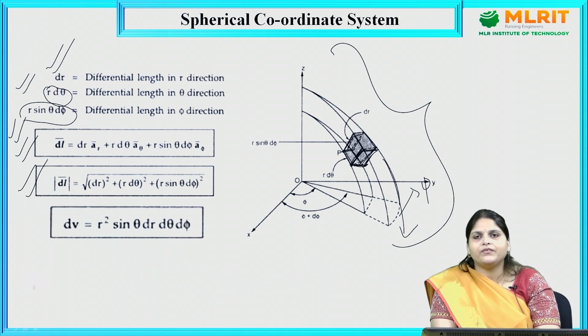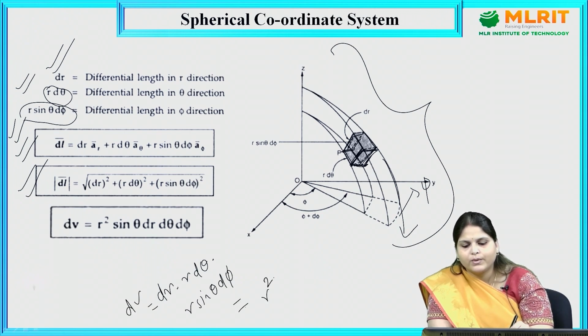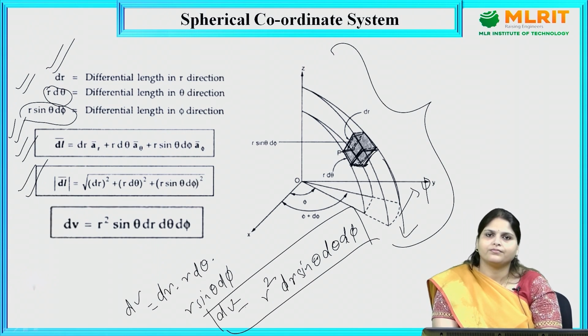And as we have differential lengths, we can write the differential volume also. When you multiply all of these, dr, r d theta and r sin theta d phi, it becomes r squared sin theta dr d theta d phi. This is your differential volume.